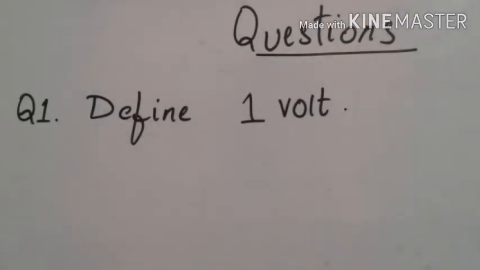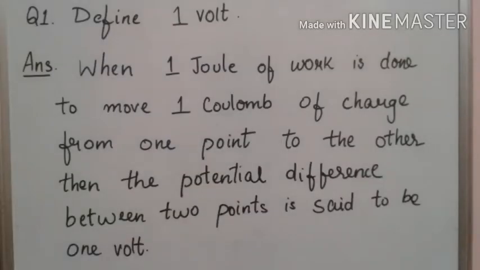Okay, let us do some questions. The first question is: define 1 volt. So how are we going to define 1 volt? From the definition, when 1 joule of work is done to move 1 coulomb of charge from one point to another, then the potential difference is said to be 1 volt.